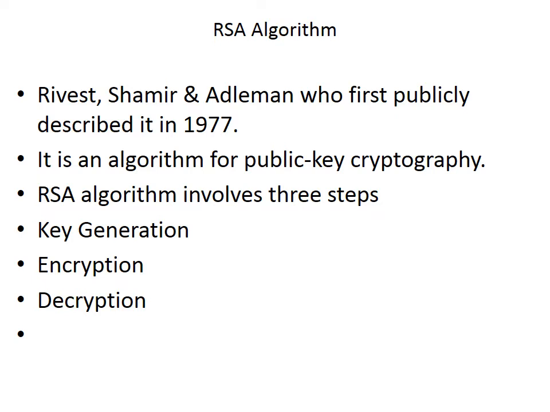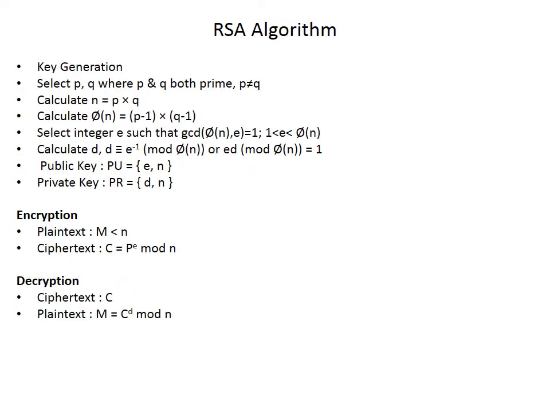There are three main steps involved in the RSA algorithm: key generation, public key encryption and decryption. Let's start with key generation. What are the different steps for key generation? First step: select two prime numbers which are not the same, which should be different, and calculate n equal to p into q. Then calculate phi of n equal to (p minus 1) into (q minus 1).